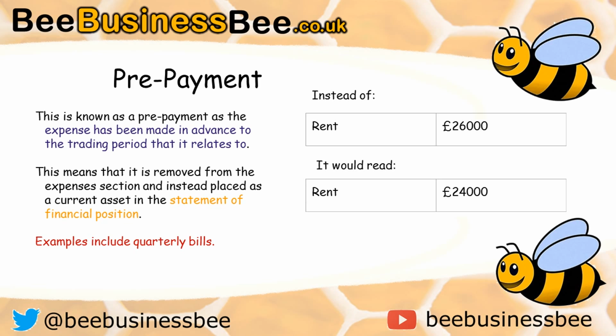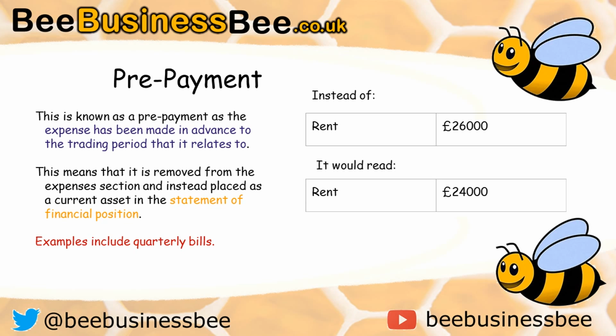Now, a prepayment is an expense that has been made in advance of the trading period that it relates to. So, for example, the year that the cut-off the accounts have been made. This means that it's going to be removed from the expenses section of those accounts because obviously he's paying that for next year. And it's going to be placed as a current asset in his statement of financial position. If you're unsure on what's meant by a statement of financial position, check out one of my videos that explains that and goes through the different areas. Remember, a current asset is something that can be turned into cash within a year. So it's obviously a positive for his business in that sense. Typically, it includes examples like bills that have to be paid quarterly, so are paid in advance.